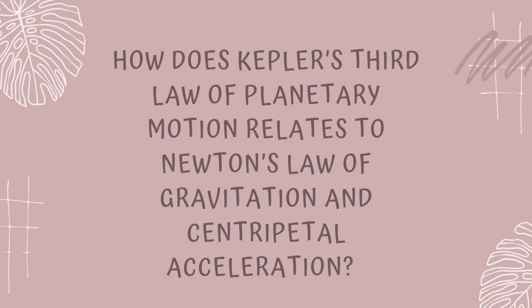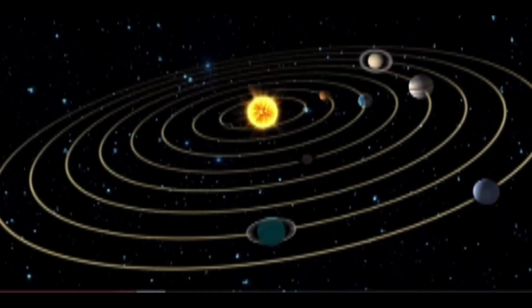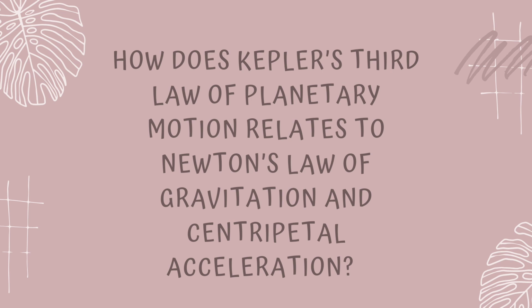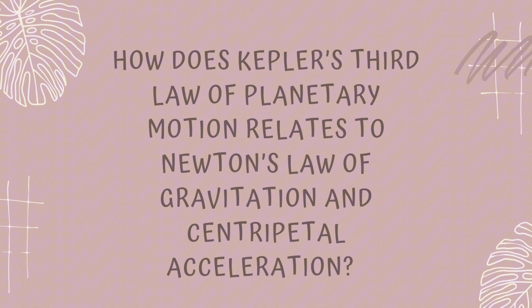That's where Newton's law of gravitation comes in. Newton explained that gravity is the force that keeps planets in orbit around the Sun. His law of gravitation says that every object with mass attracts every other object with mass. So, the Sun pulls on each planet, keeping it from drifting away. So, this is the formula for gravity.